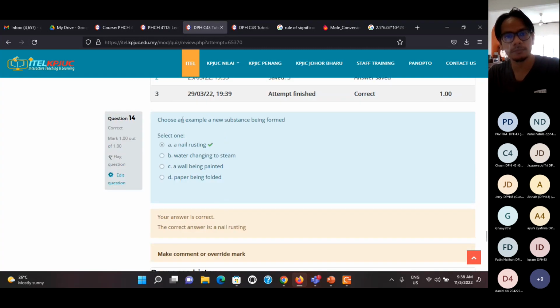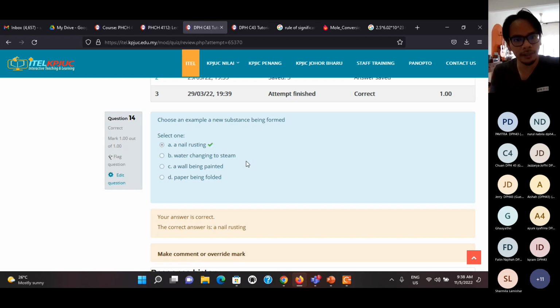Question 14, choose an example a new substance is being formed. Jawapannya adalah paku yang berkarat. Okay, bahan sesuatu yang baru dihasilkan. A student ask kenapa paku yang berkarat tu kira sesuatu yang baru. So, paku yang berkarat adalah benda yang baru sebab dia tidak lagi mempunyai sifat-sifat fizikal dan juga sifat kimia yang sama. Okay, bahan yang berkarat pada asalnya dia macam it's very sturdy, keras, shiny, berkilat.